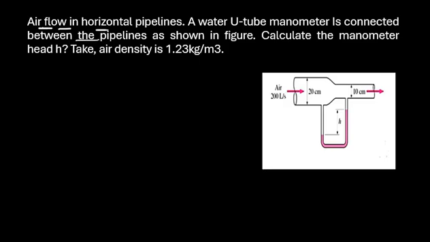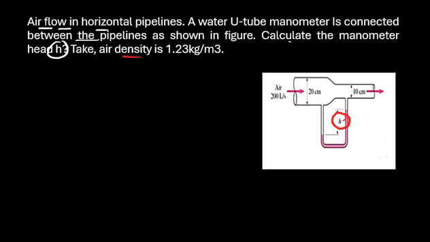The airflow is through a horizontal pipe, according to the picture, and a water U-tube manometer is connected between the pipe sections, as shown in the figure. We have to calculate the manometer reading, h. Okay, then we know all the equations.